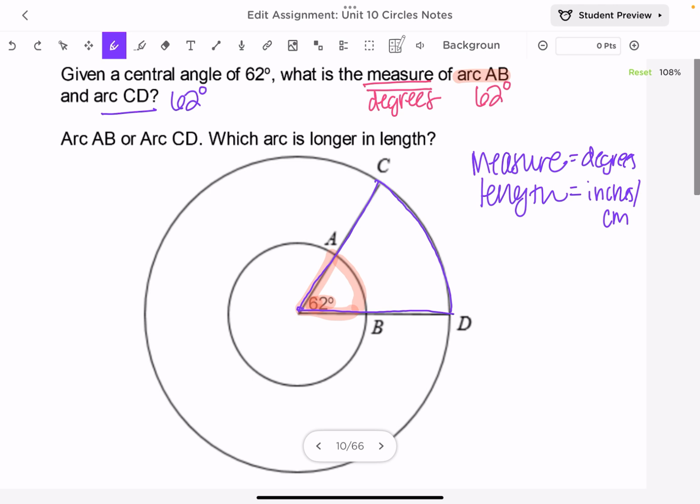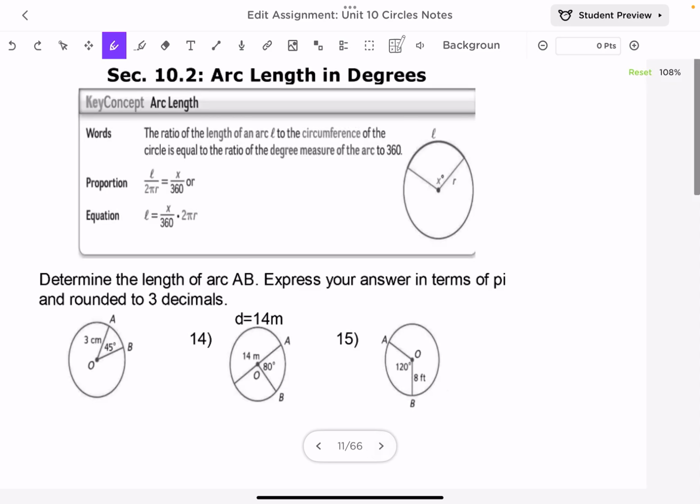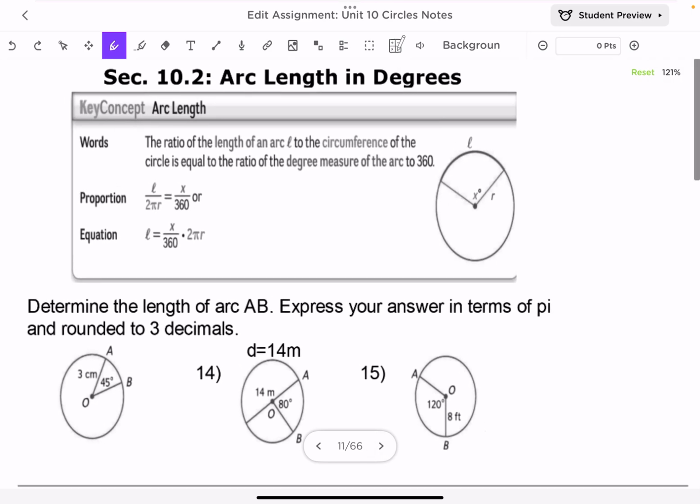Okay, so here's your question then. Is arc AB or arc CD, which one would be longer? If you were to cut that piece of arc off and put it down on a ruler, which one would be longer? Well, obviously CD would be longer. That's a bigger circle, so if we were to cut that piece off, it's going to be longer. So we have measure, which was the same in degrees, but the length is going to be different. All right, so that's what we're going to lead into talking about now.